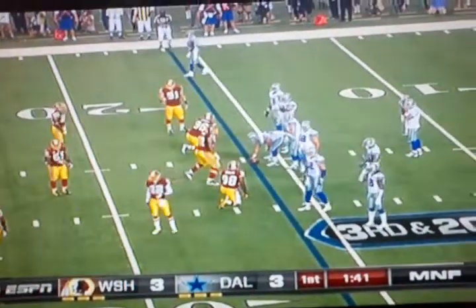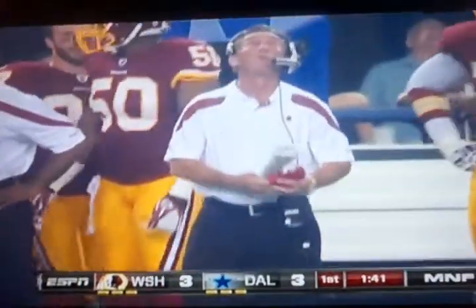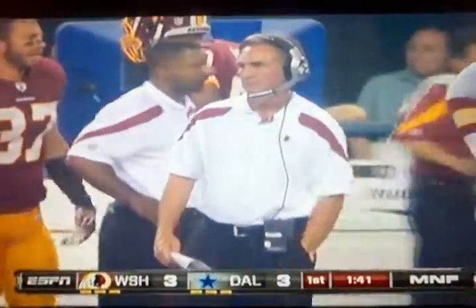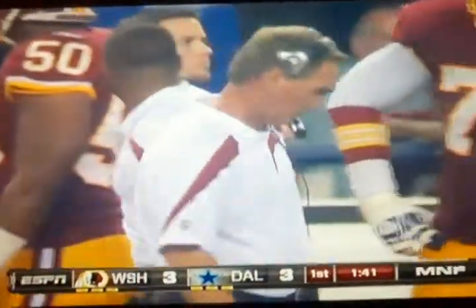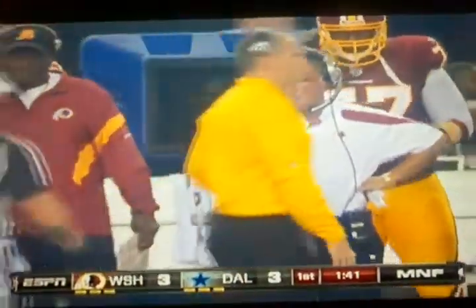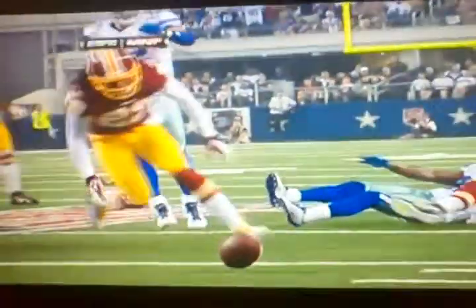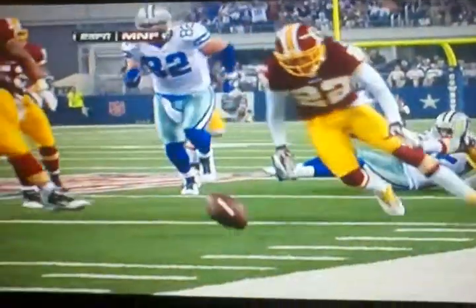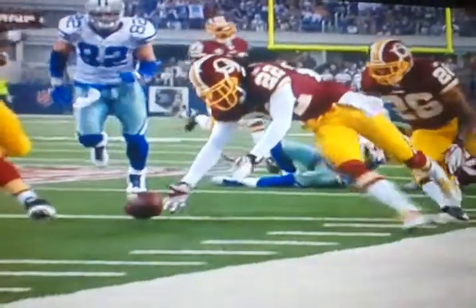And now we get a whistle from the side. Let's see if we have a challenge. Looks like we do. So it looks like Mike Shanahan will challenge this ruling here. And Hockley coming over to talk to Shanahan on it. The Redskins are challenging the ruling on the field with the player out of bounds when he touched the ball.